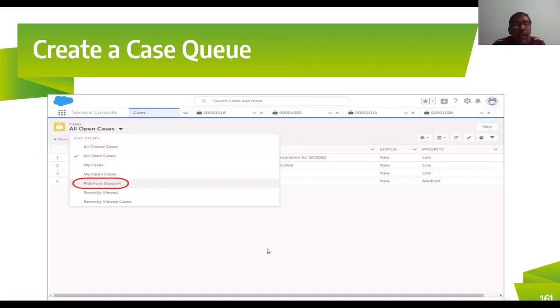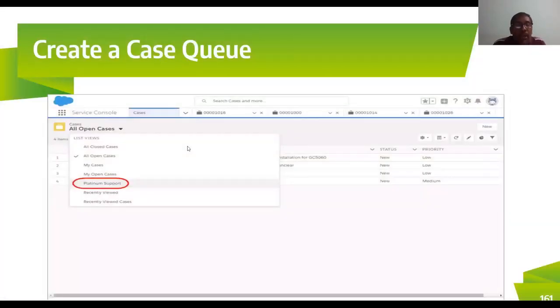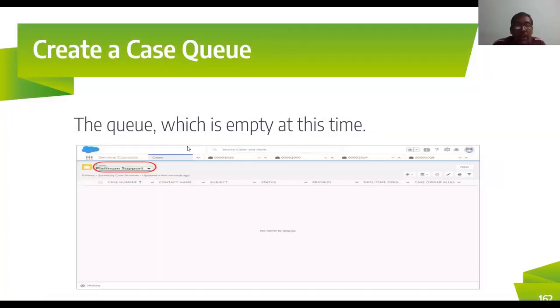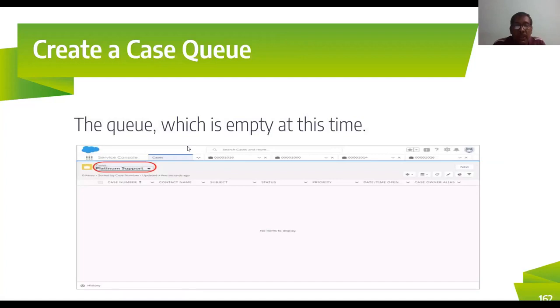After saving, again you go to the cases, click on Platinum Support, and you can see that the queue will be empty at this time. Now we have only created the queue. That's it. We have not done anything. As of now, the queue is empty. After this, we are going to add some more tools here. Got it? Now we'll get into the demo.